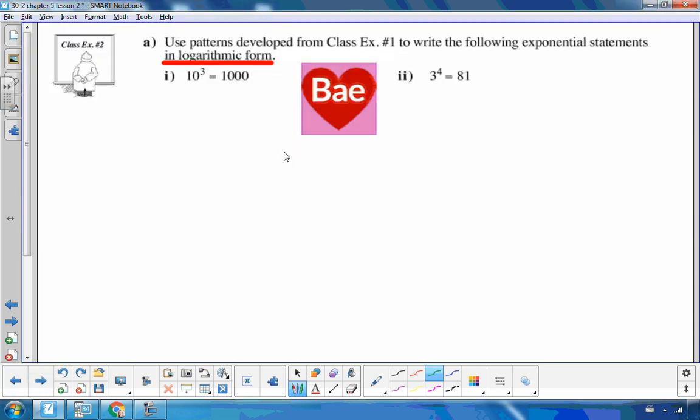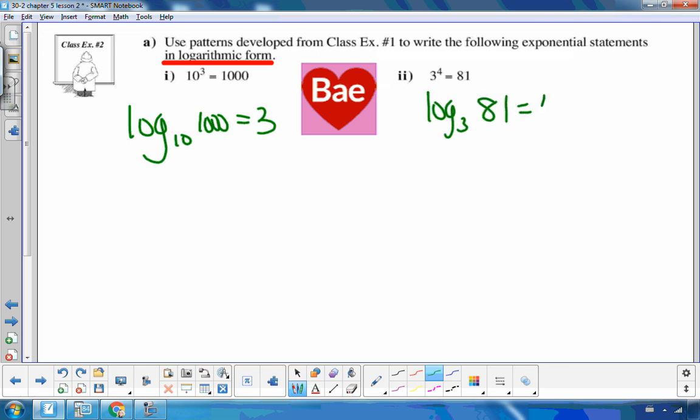Okay, let's try this. So if I have 10 cubed equals 1,000 and I want to write it in log form, I love logs, I'm going to use bae. So bae, base, answer, equals exponent. 3 to the exponent of 4 equals 81, written in log form. Use bae. So base, answer, equals exponent. Okay, and again, if you want to check it, you can use circle of logs to check it.